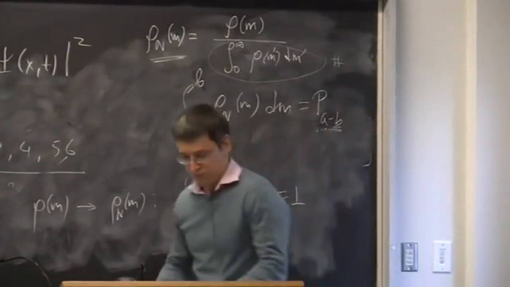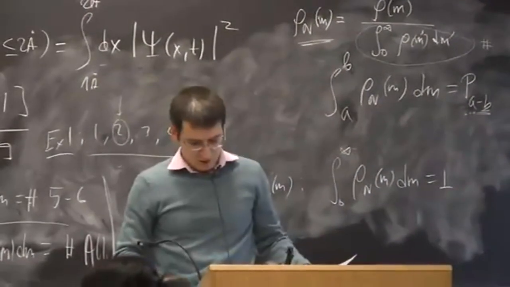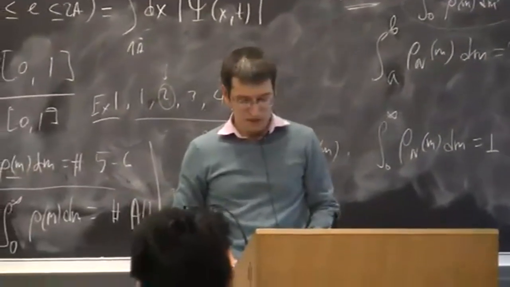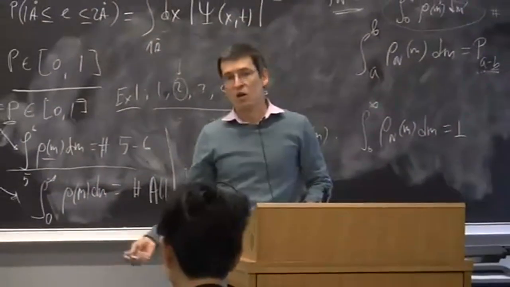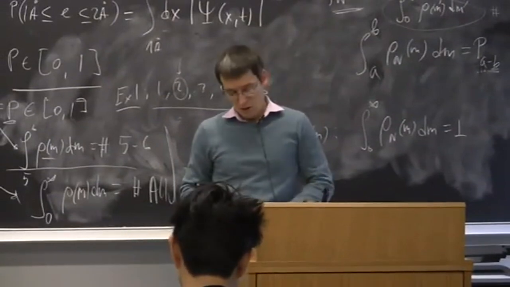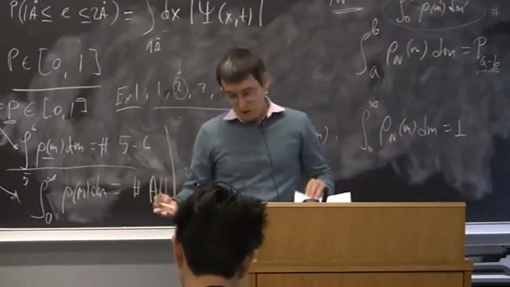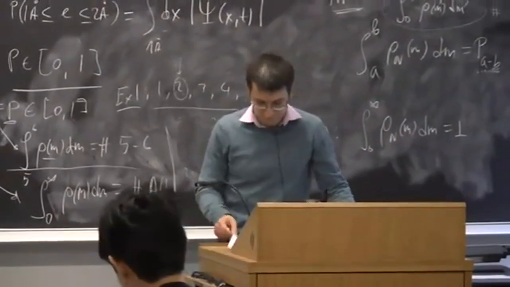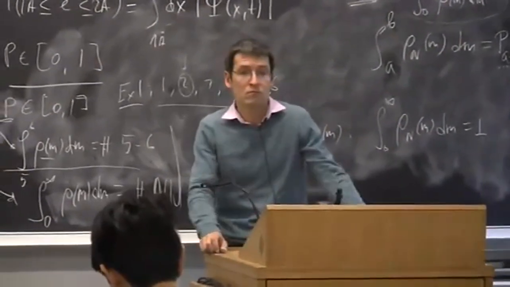So that's simple. That's the main difference between probability and probability density. Probability density is a function which, if you integrate it, will give you probability. But itself, it's not a probability. Any questions?